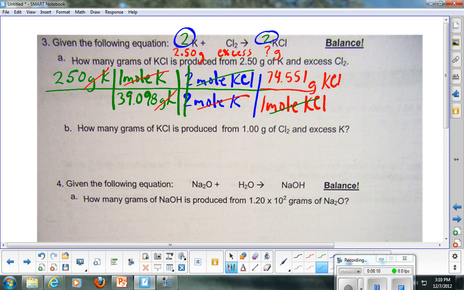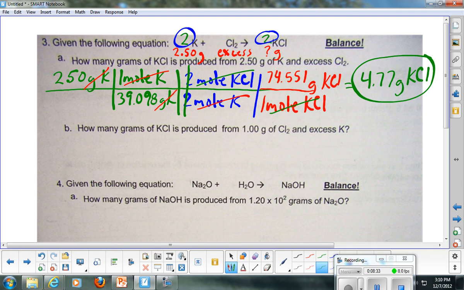So now all I have to do is take that 74.551 times 2.5 and divide it by 39.098. We had 3 significant figures to start, so we have 3 to end with. We end up with 4.77 grams of KCl. Circle or square your answer.